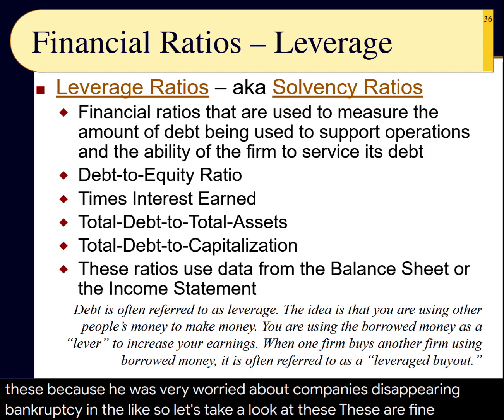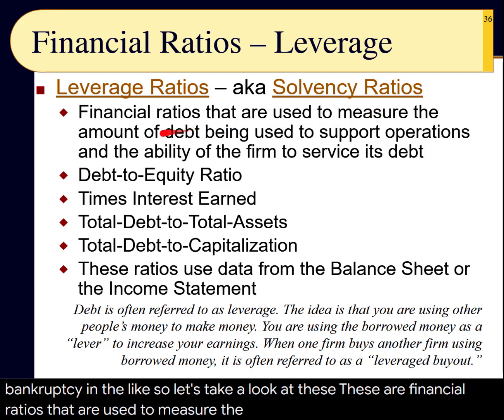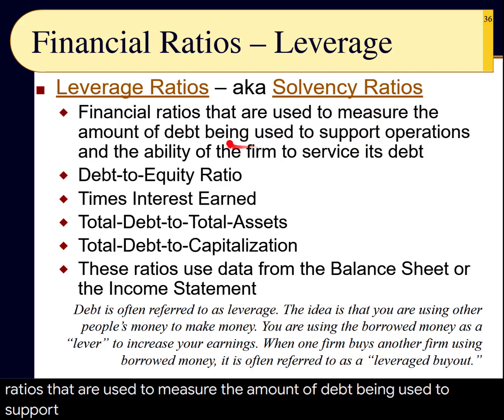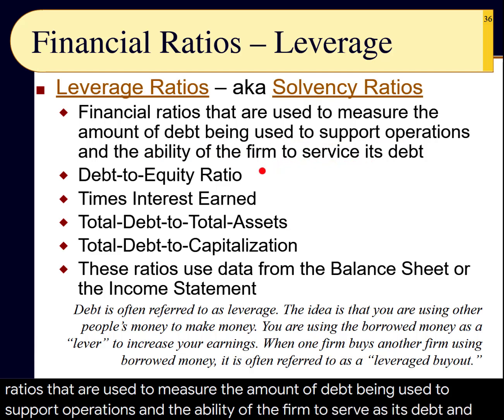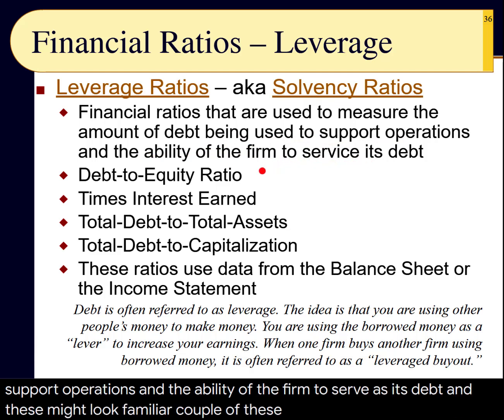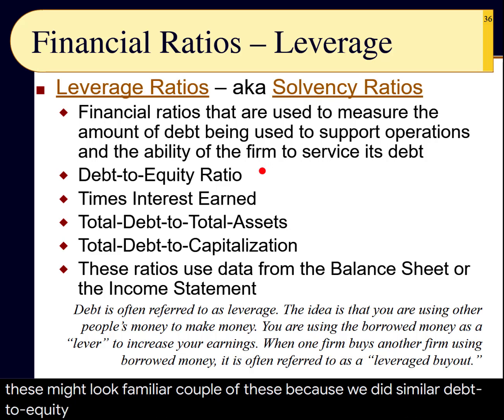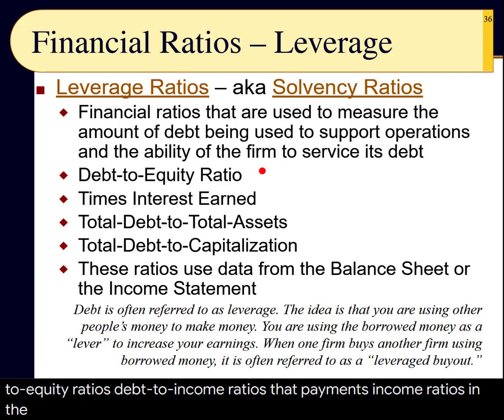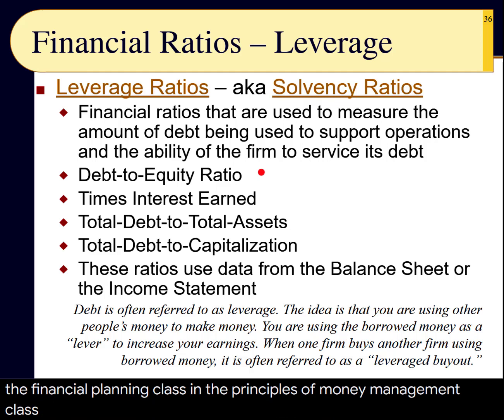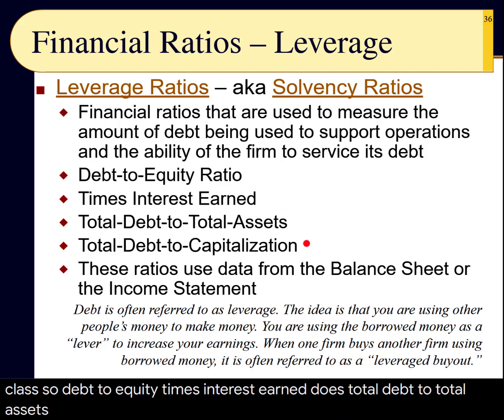These are financial ratios that are used to measure the amount of debt being used to support operations and the ability of the firm to service its debt. And a couple of these might look familiar, because we did similar debt to equity ratios, debt to income ratios, debt payments to income ratios in the financial planning class and the principles of money management class. So debt to equity, times interest earned, total debt to total assets, and then total debt to capitalization.